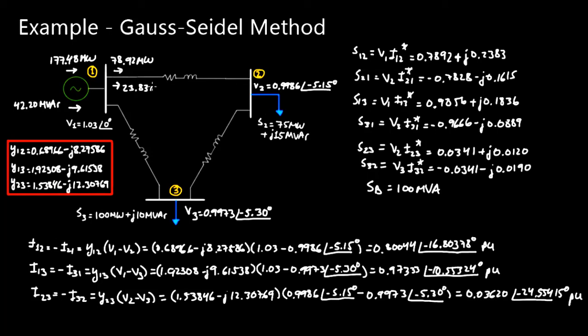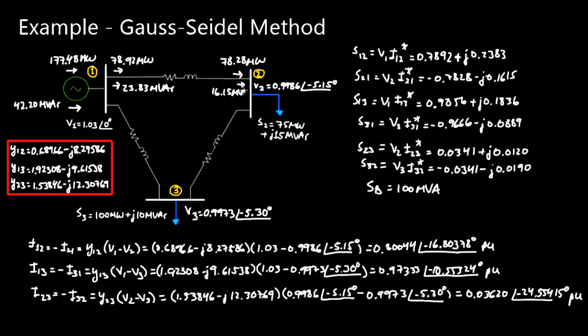And so notice, of course, that S21 also matches that. So we see that we have negative over here and negative over here. So we know that we have power coming into the bus. And so that would be 78.28 megawatts and 16.15 megavolt ampere reactive. So Mvar.